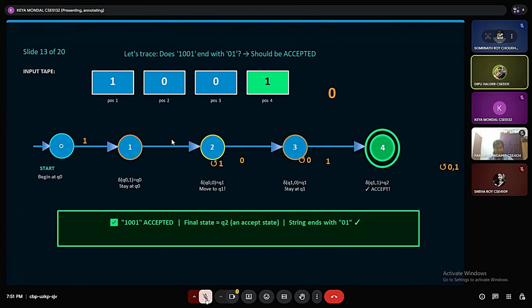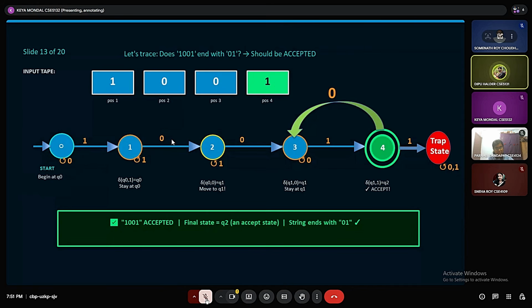Okay. Let's now trace through a slightly longer example, the string 1001. Our FSM is designed to accept any string that ends with 01. So 1001 should be accepted since it does end with 01. Let's verify that. We start at Q0. Step 1, we read 1, rule delta of Q0, 1 equals Q0. We stay at Q0.